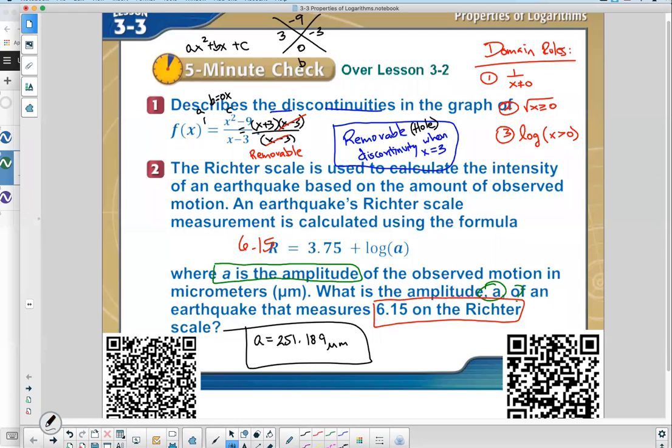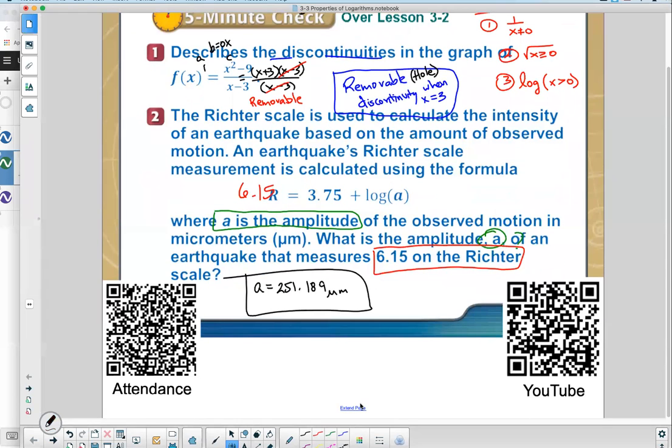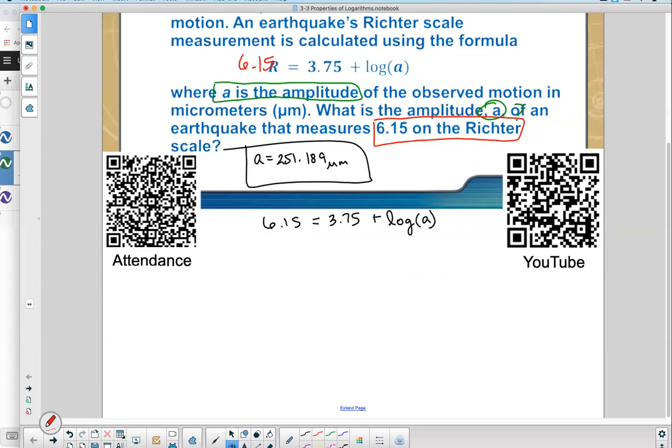Now, if you want to do this by algebra, let's just see if y'all know the steps. Let's see what kind of algebra y'all know. What do you think you would do first if you were trying to solve for A? If you were trying to get A isolated, what would you do first? Basically you would subtract 3.75 from both sides. Good.